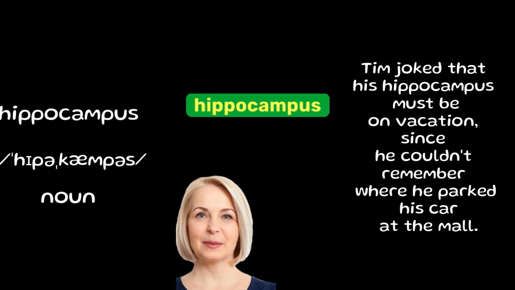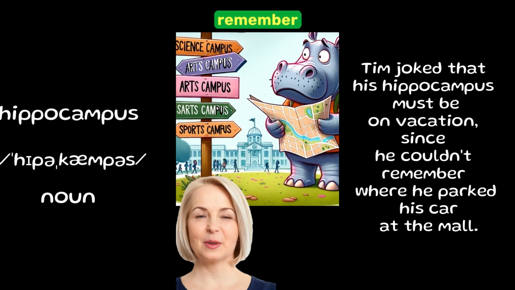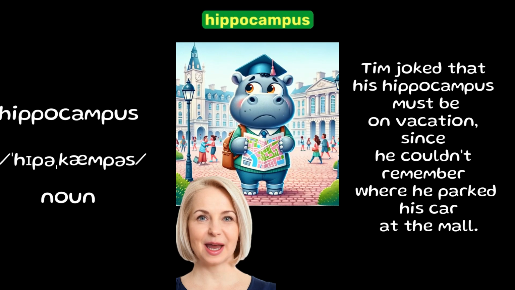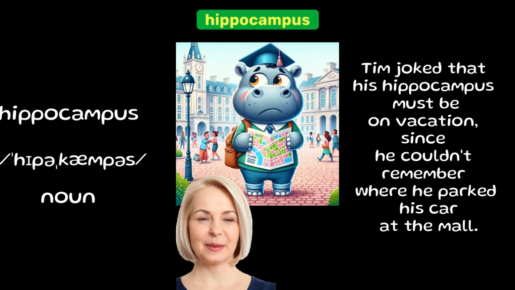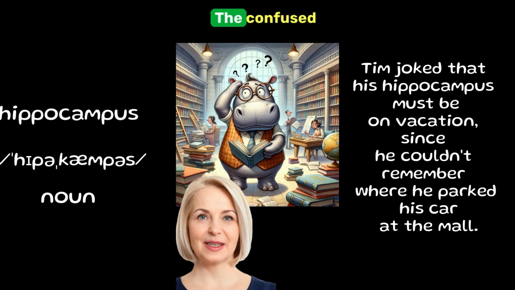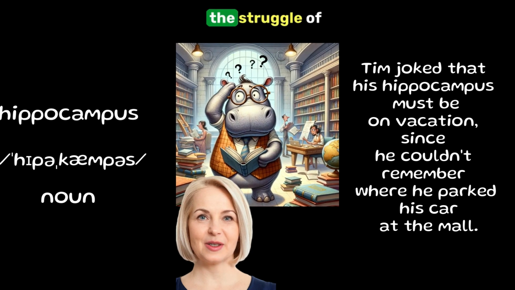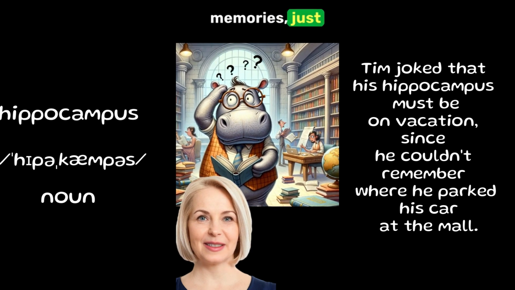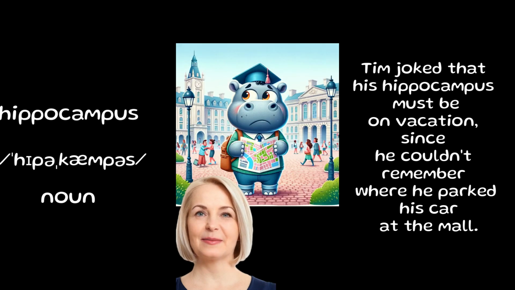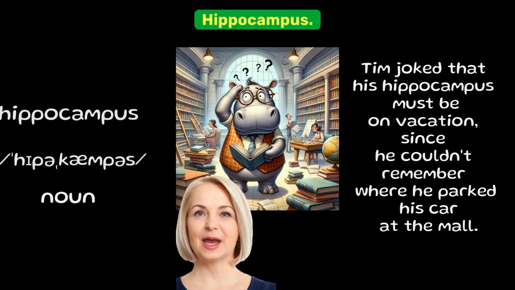To remember hippocampus, picture a hippo who can't remember which campus he is going to. This image links the word hippocampus with memory, as the hippocampus is a key part of the brain involved in memory formation. The confused hippo humorously represents the struggle of recalling memories, just as the hippocampus helps with remembering. Hippocampus.